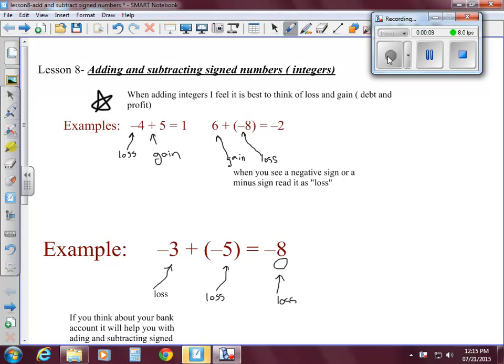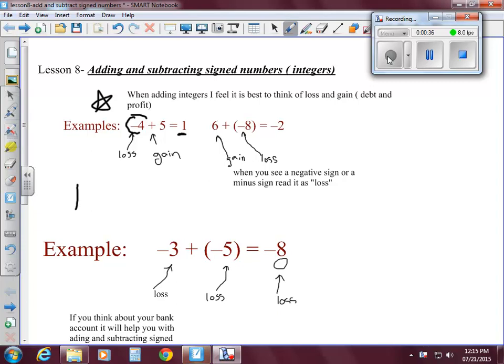Big star on this. When adding integers, I feel it's best to think about loss and gain. Think about debt and credit, debits and credits in your bank account. So, for example, -4, think of that as I'm in debt $4. I have -$4 in my bank account. Plus 5. I gain 5. I deposit 5. Well, I'd be to the good 1.